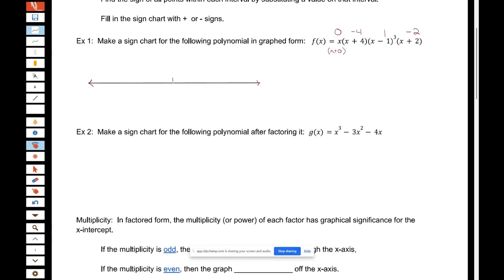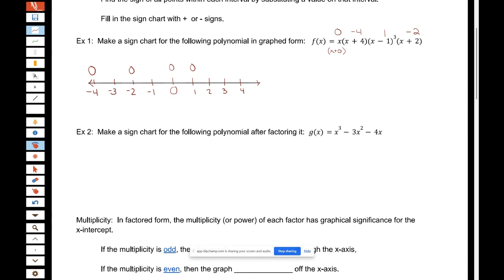We have a root at 0. I'm going to put a 0 above any number where there's a zero. We have a 0 at positive 1, at negative 4, and at negative 2. So this equation has 4 zeros, and it's already factored for us, which is nice.